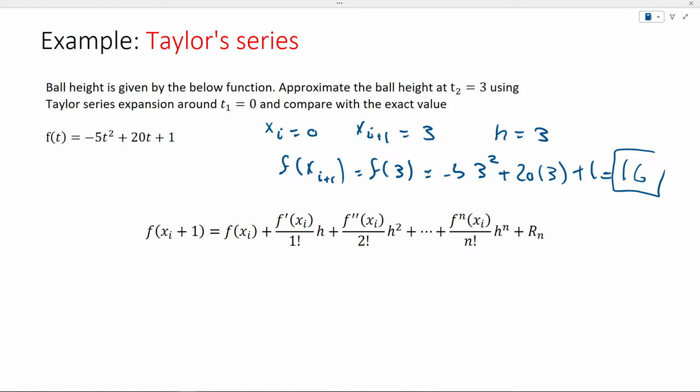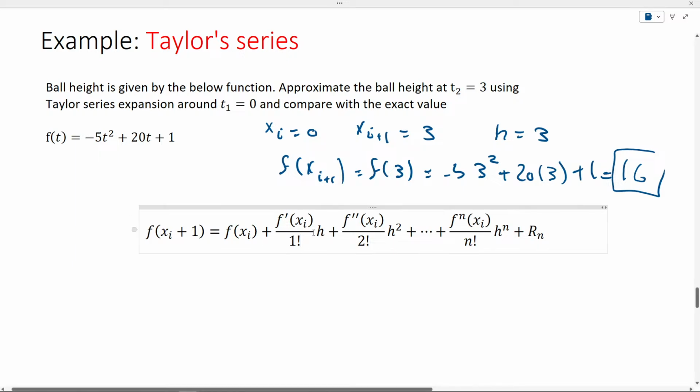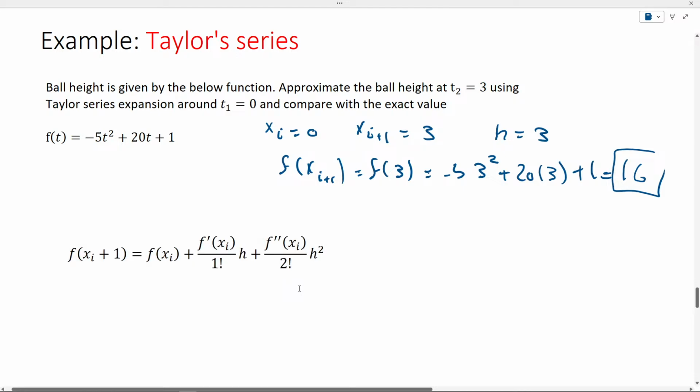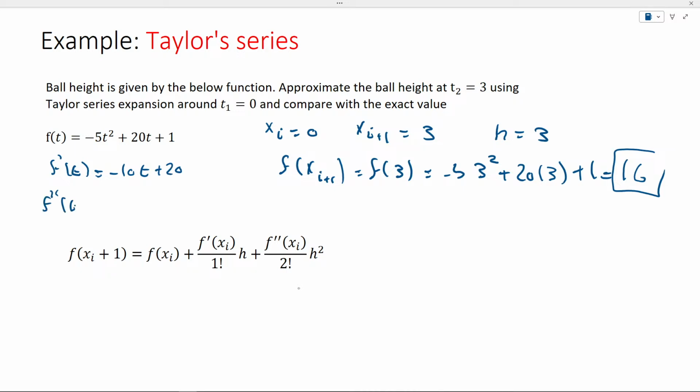What does this mean? This means that I need the zero order, the first order, and the second order. That's all I need. So I can say f prime of t is equal to minus 10t plus 20, and the second derivative of this is equal to minus 10. So that's basically all that I need here.